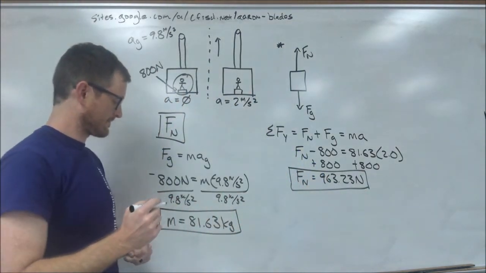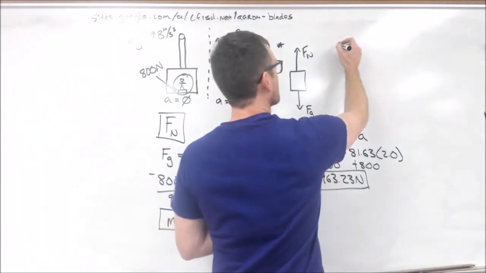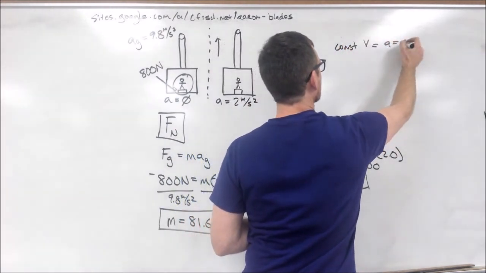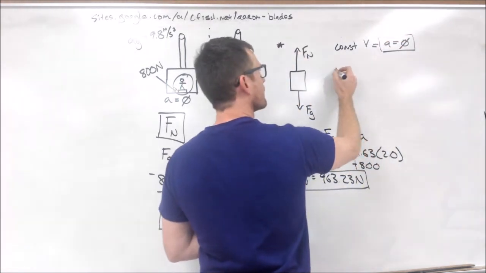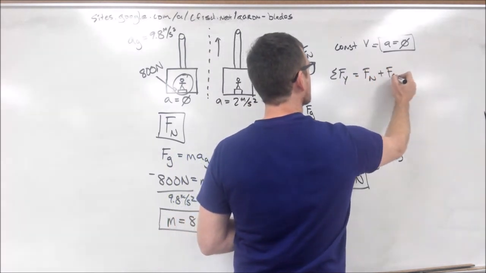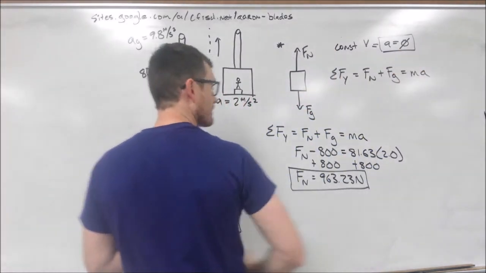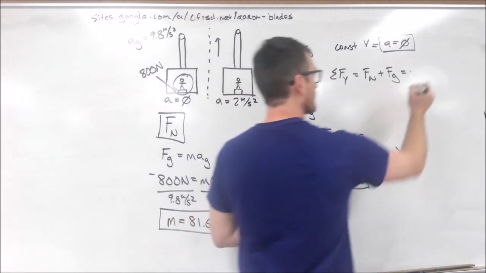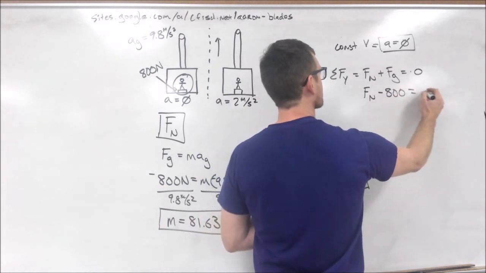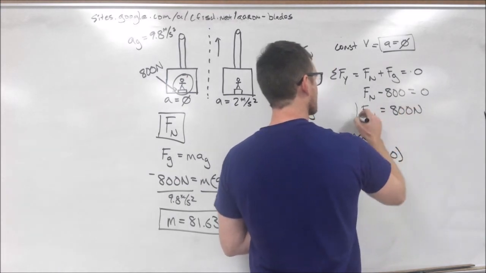Next, if the elevator moves at a constant speed of 5 meters per second, what does the scale read? Now, that is another way of saying that acceleration is equal to 0. So a constant velocity means our acceleration is equal to 0. There we go. We use our summation equation again. Sum of forces is equal to normal force plus the force of gravity equals mass times acceleration. But we have an acceleration of 0, so that product just becomes 0. Now we have our normal force minus 800 newtons, like we did before, equals 0. So our normal force is again 800 newtons.